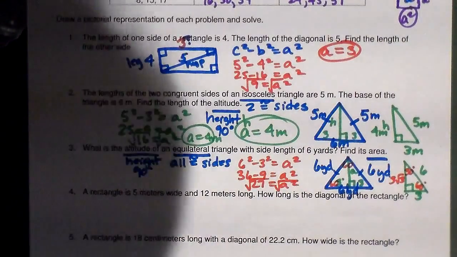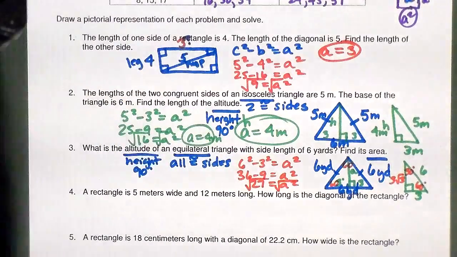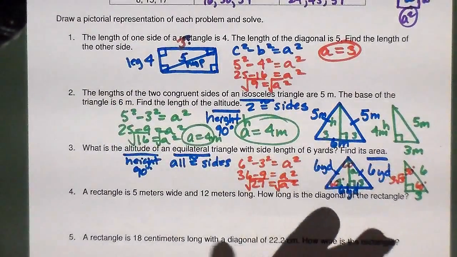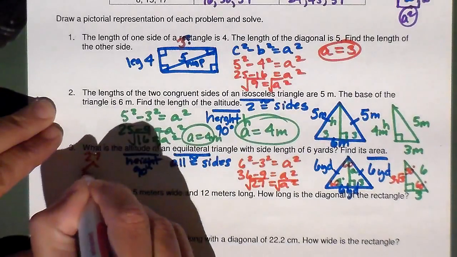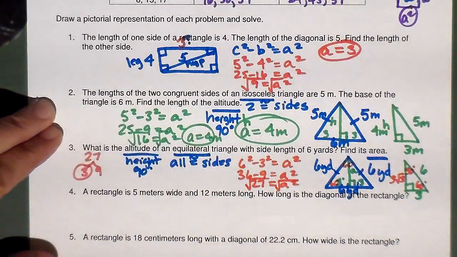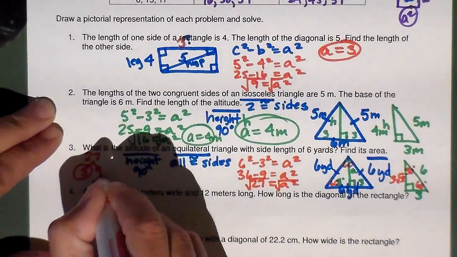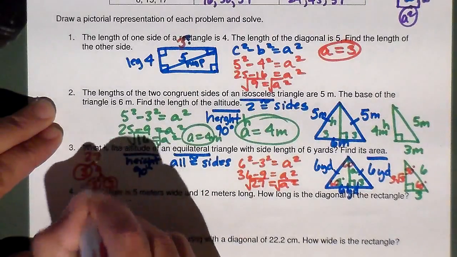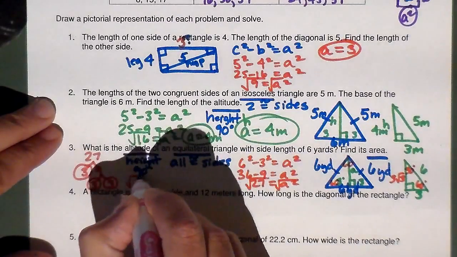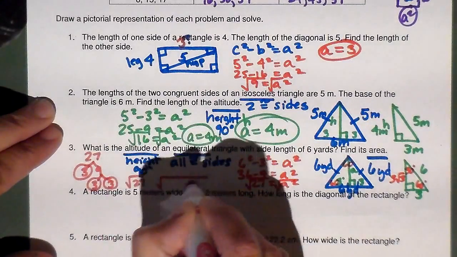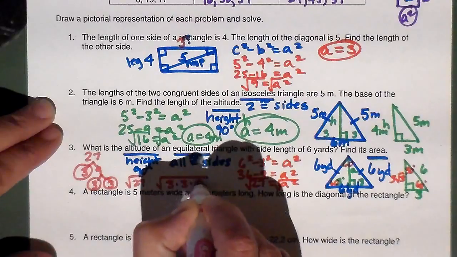Now, 27 is not a perfect square. So what I'm going to do is simplify this radical. I'm going to factor 27. It's 3 times 9. 3 is prime. 9 is 3 times 3. Or you could box in the 9 because it's a perfect square. So the square root of 27 is the same thing as the square root of 3 times 3 times 3.